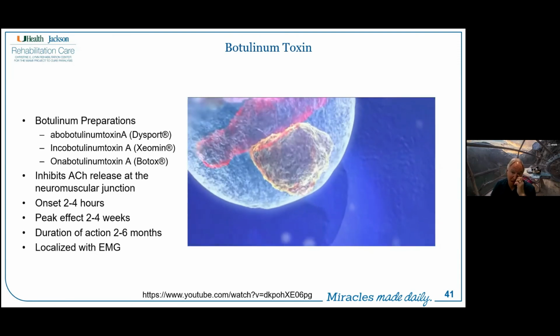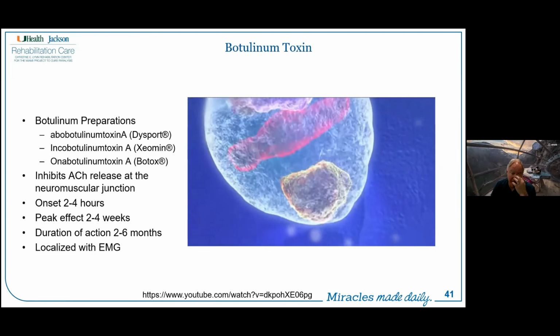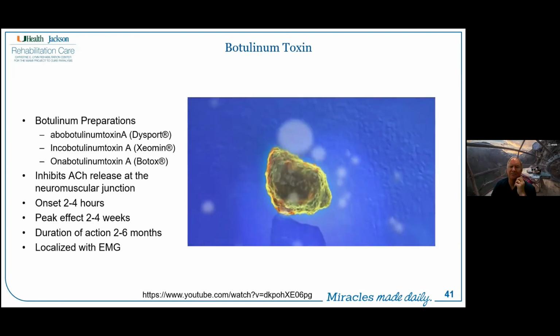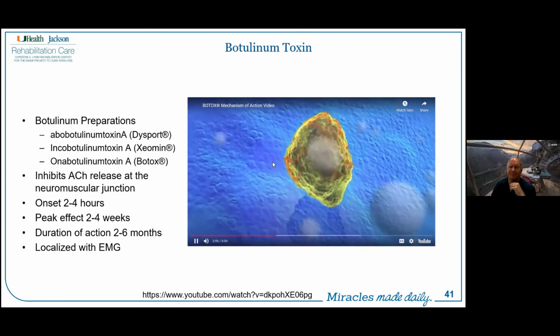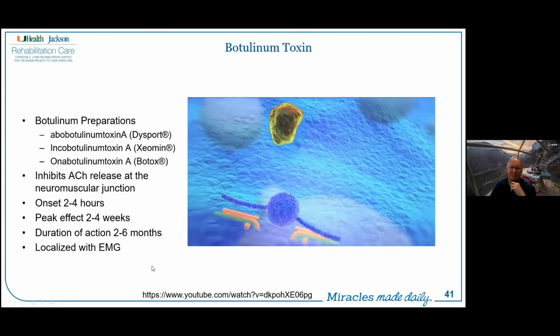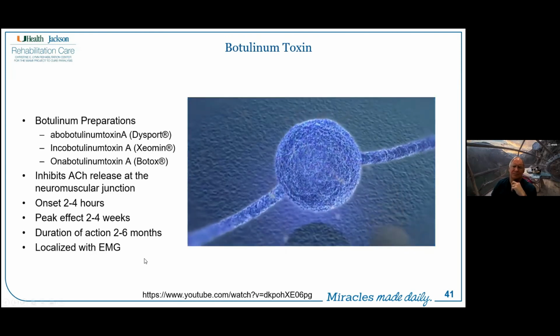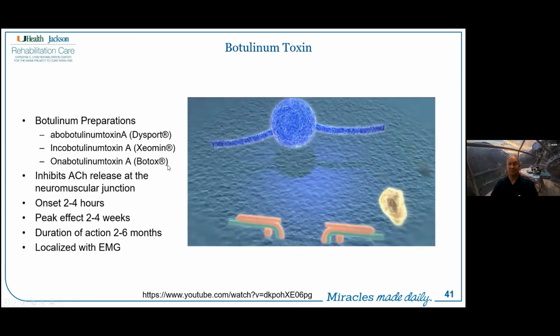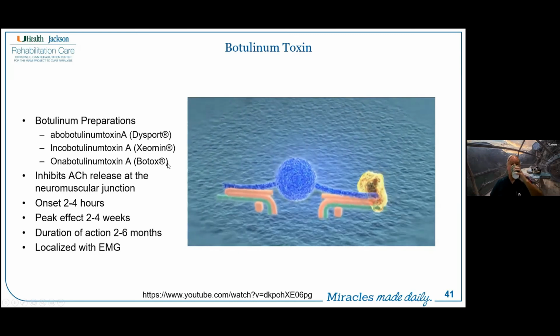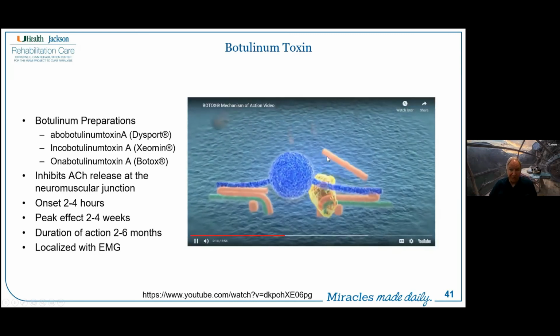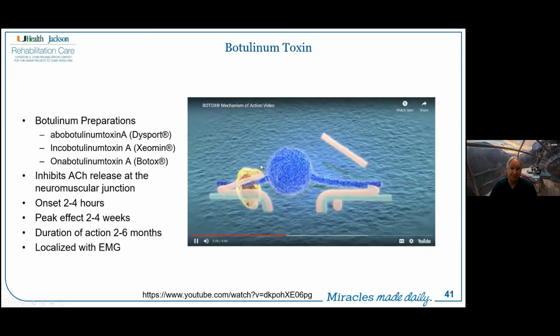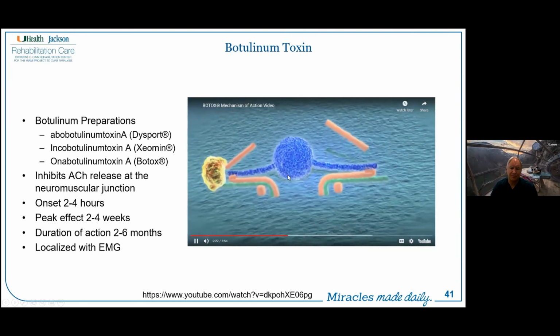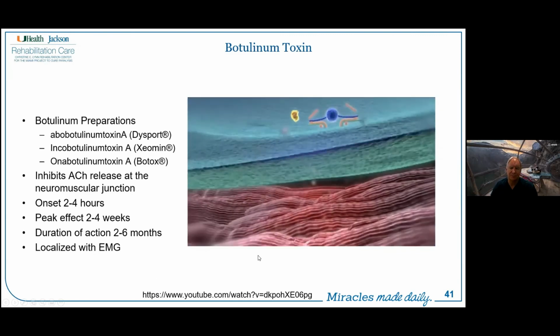Soon after, the light chain is released into the cytoplasm of the nerve terminal, where it begins to cleave one of the SNARE proteins. In motor neurons, the light chain of the Botox core molecule blocks the release of acetylcholine by cleaving SNAP25, which is an essential component of the SNARE complex. When acetylcholine cannot be released, muscle contraction cannot occur.